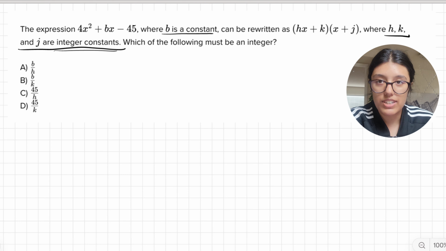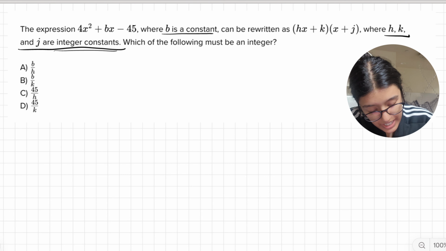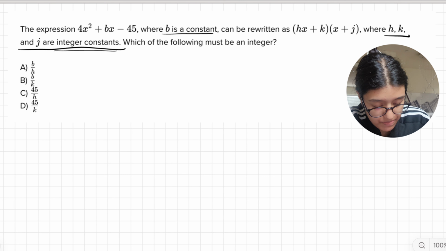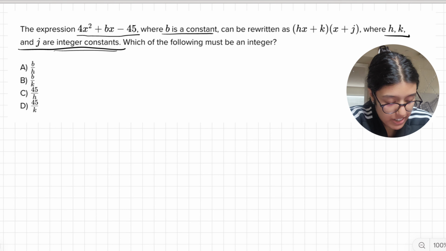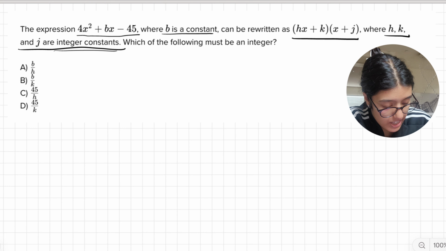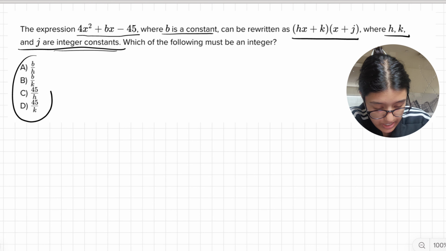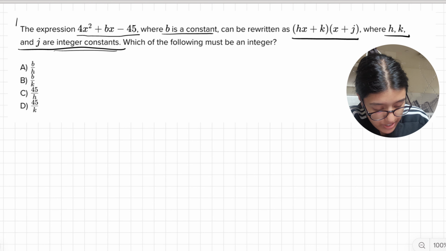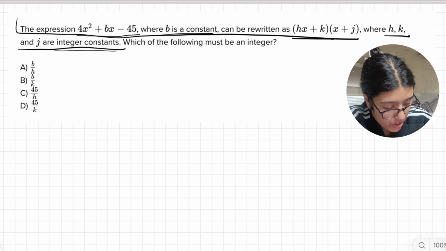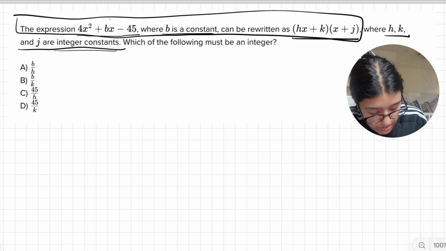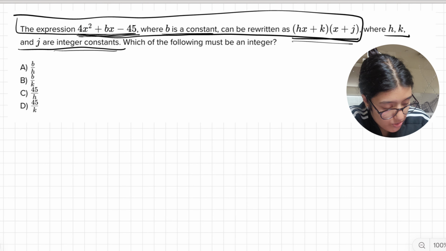So once again, feel free to give this problem a go. Right now, we're going to go over the solution. So they gave us 2 pieces of information. They gave us the actual expression, 4x squared plus bx minus 45, and they're saying that it can be rewritten as this. And they're saying which of the following must be an integer. So let us first focus on just this part. Let us rewrite the equation they gave us into this form.